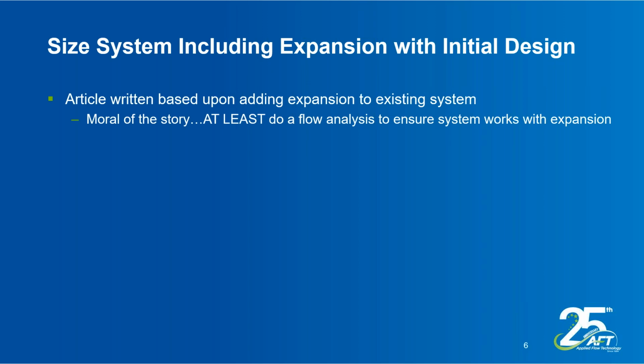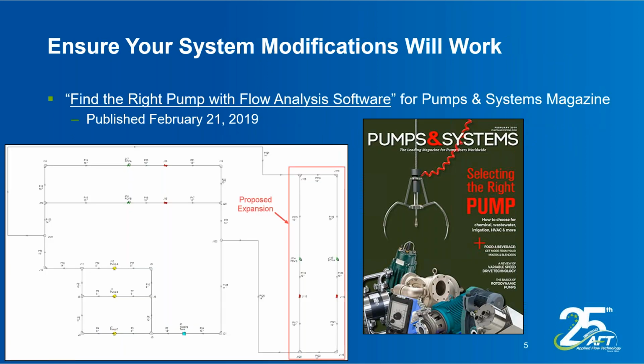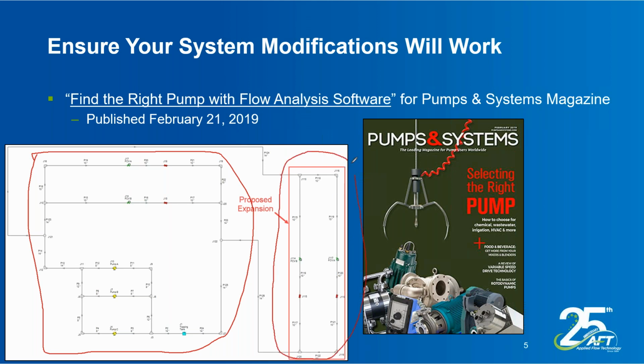So again, make sure you at least do a flow analysis to ensure that your system will work. For this example, I'm going to size my system with the expansion. That's one of the differences between the article model that I was using and the model today. In the article, the initial part of the system already existed and the expansion was not there yet. So if we back up a few bullet points here, this part of the system was already in use. It was already up and running and operating, and so that's where I was using Fathom to do a flow analysis to figure out what I needed for this expansion.